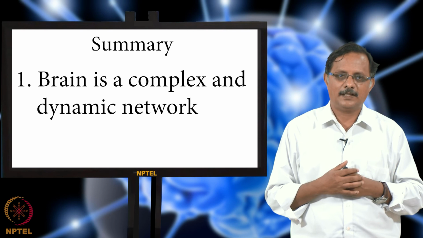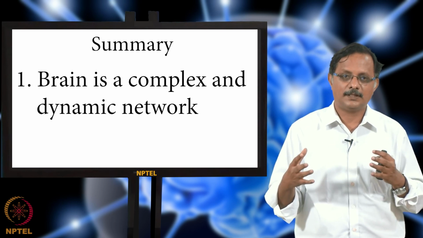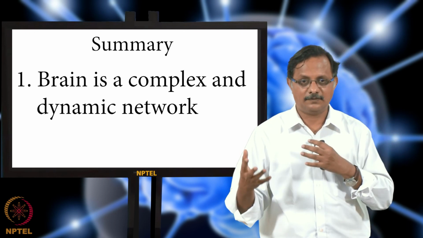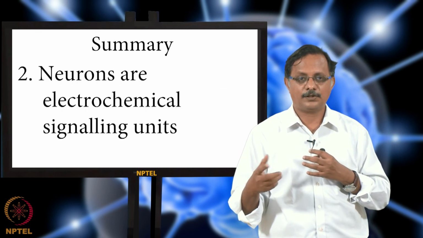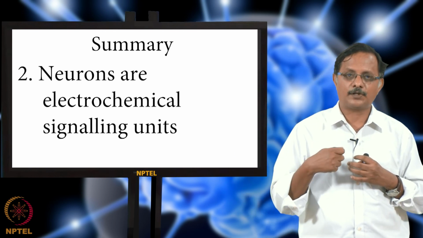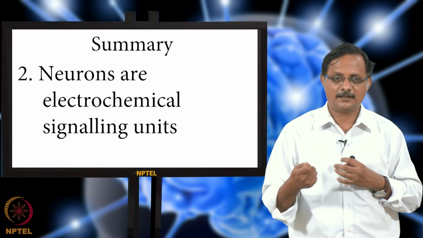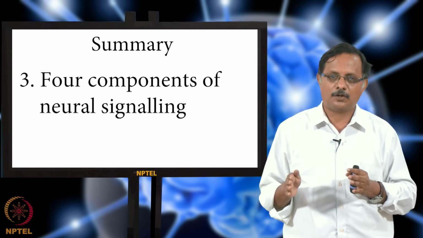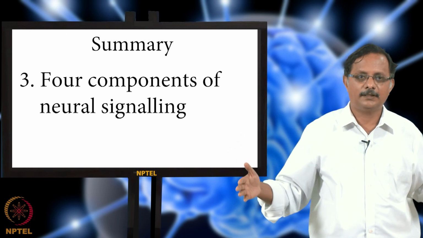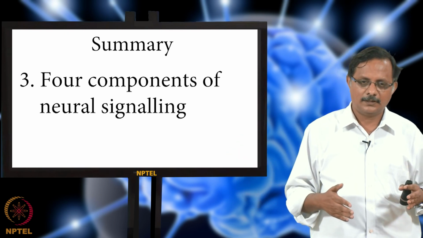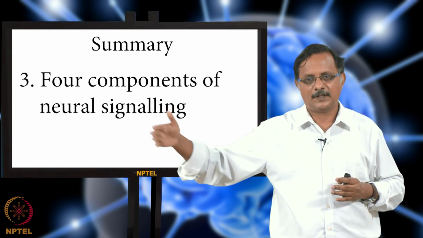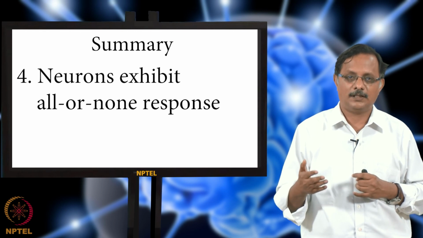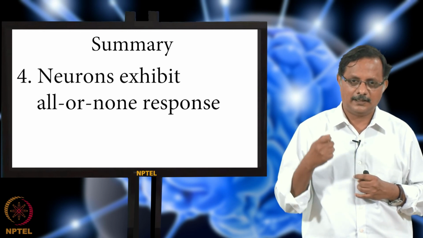So in summary we can say that the brain is a complex and dynamic network. It is not only a very large network, the network is very complicated and very labile, varying constantly. Also, neurons produce electrochemical signals. They can generate and send signals both electrically and chemically, and there are 4 components of neural signaling. 3 of the components, which occur within the neuron's body, are electrical signaling components, whereas the signal that jumps from one neuron to another is a chemical signaling step. Neurons exhibit an all or none response in the form of action potentials, that is, either respond or not respond.